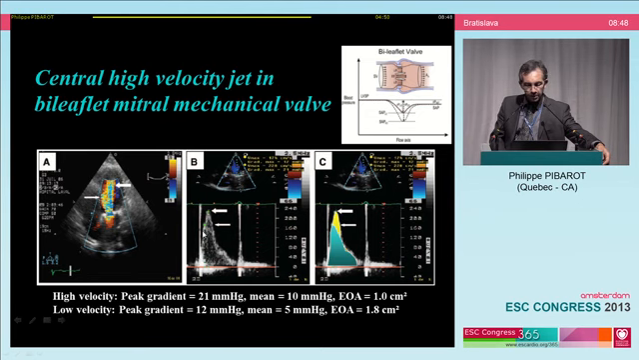And if you believe me, you may also see the superimposition of 2 velocity envelopes. We may eventually say that this highest envelope in yellow reflects the higher velocity through the central orifice, whereas this one probably reflects the velocity through the whole orifice and is closer to the true value of mean velocity. And if you use this envelope, you obtain normal gradients and AOA.